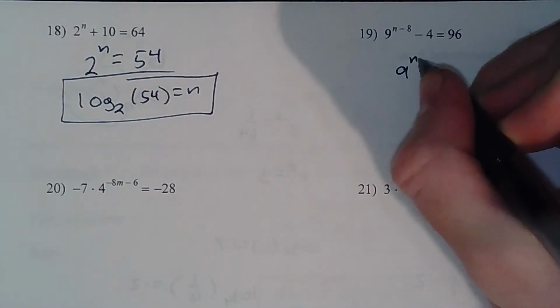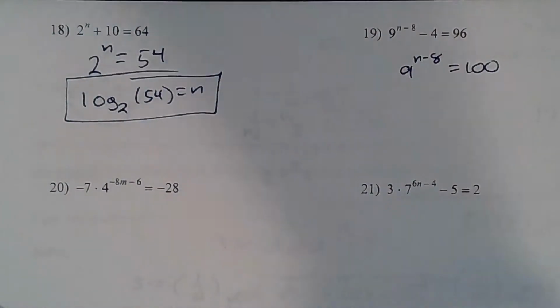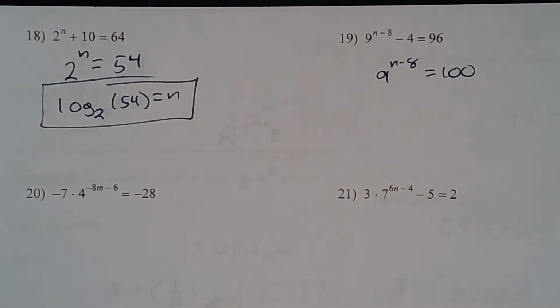Next one here. 9 to the n minus 8 equals 104. Why? We're adding that 4 to both sides. Don't randomly add the 8, by the way. That 8 is part of the exponent, so we don't want to move the 8 over. Just the 4.